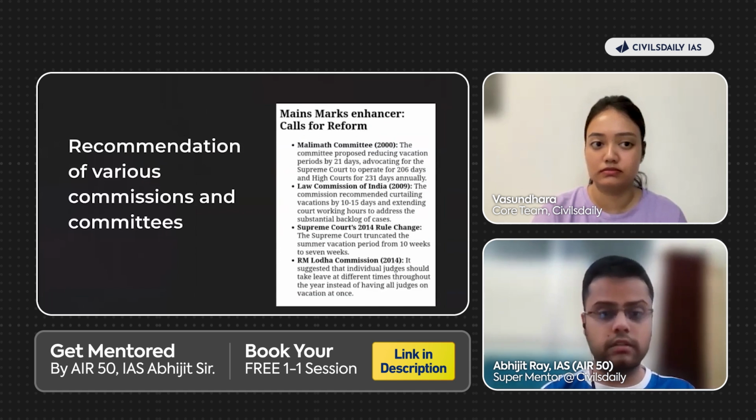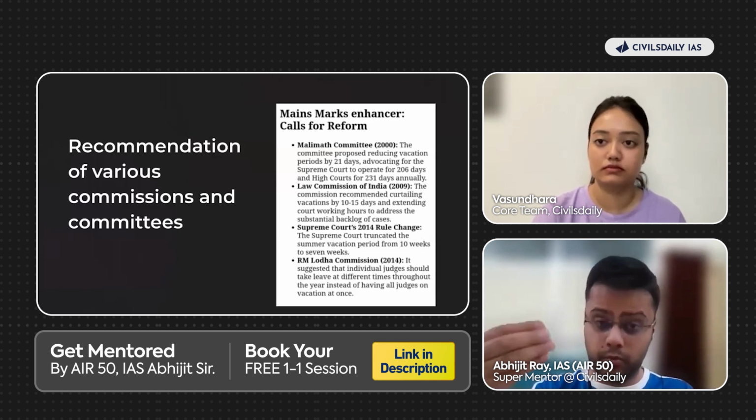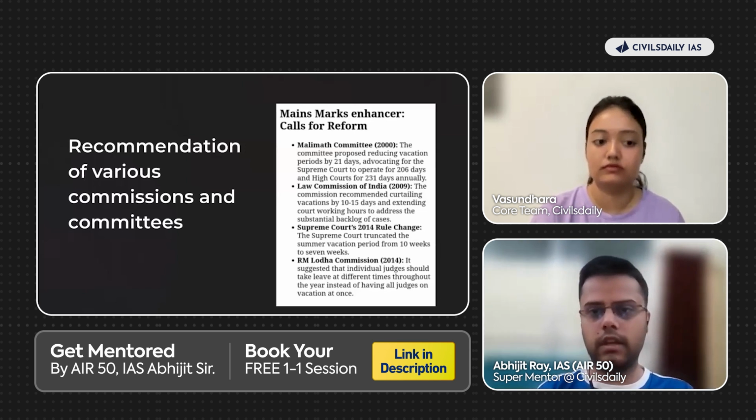Yeah, recommendations of various committees, again a very powerful value addition. If you can mention the recommendation of some committee in something, then no one can question it. It's like, if the Malimath Committee has said that the Supreme Court should be open for more days, then that wisdom no one will question, not even the UPSC examiner. So that's a sure shot way to make your point. But again, revision, practice, being able to put that in the right way comes with practice. Next.